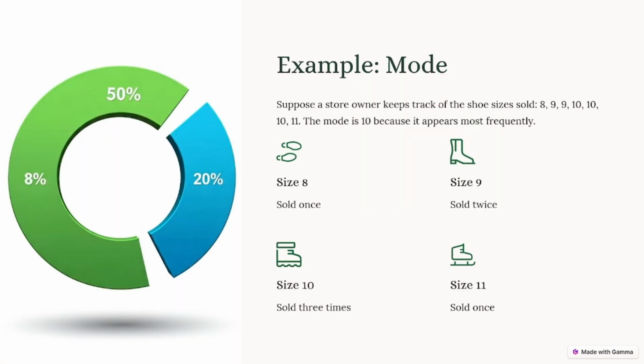So see the example of mode. Suppose the store owner keeps track of the shoe sizes sold: 8, 9, 9, 10, 10, 10, 11. So how many times does 8 come? 8 comes only one time, 9 comes two times, 10 comes three times. So yes, 10 comes most of the time. So definitely our mode value is 10.